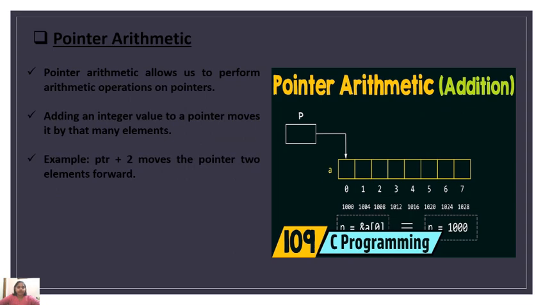Pointer arithmetic. Pointer arithmetic allows us to perform arithmetic operations on pointers. Adding an integer value to a pointer moves it by that many elements. Example, ptr plus 2 moves the pointer 2 elements forward.